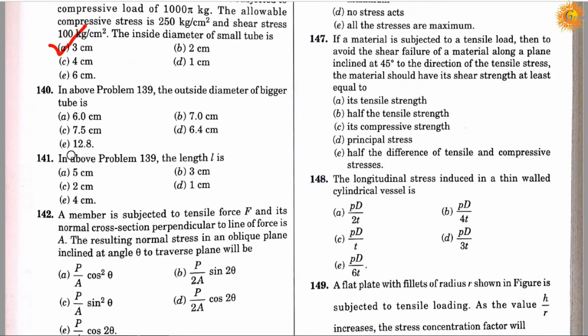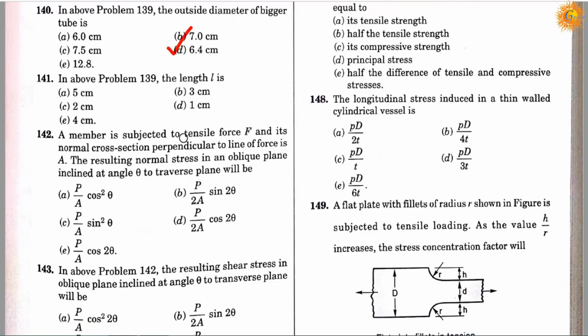Question number 140. In above problem 139, the outside diameter of a bigger tube is option A, it will be 6 cm. Option B 7 cm. Option C is 7.5 cm. Option D is 6.4 cm. And option E is 12.8 cm. Correct answer is D, it will be 6.4 cm.